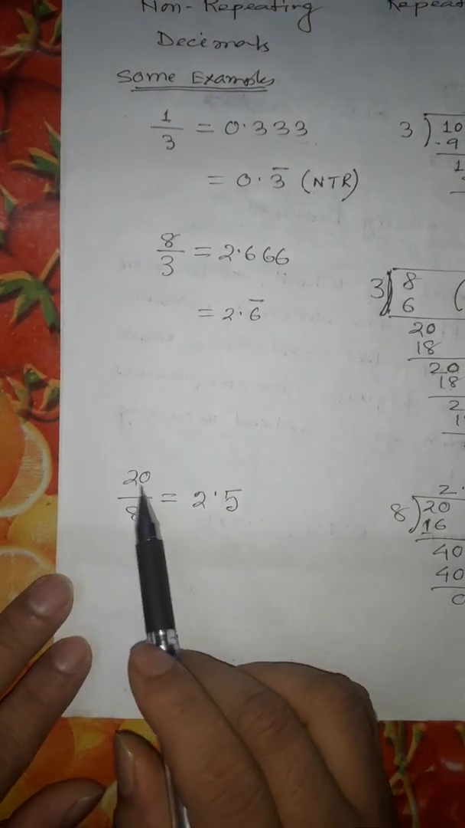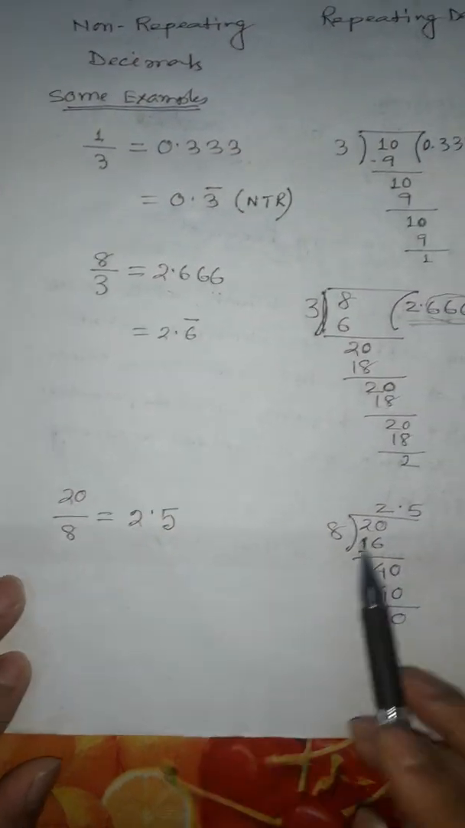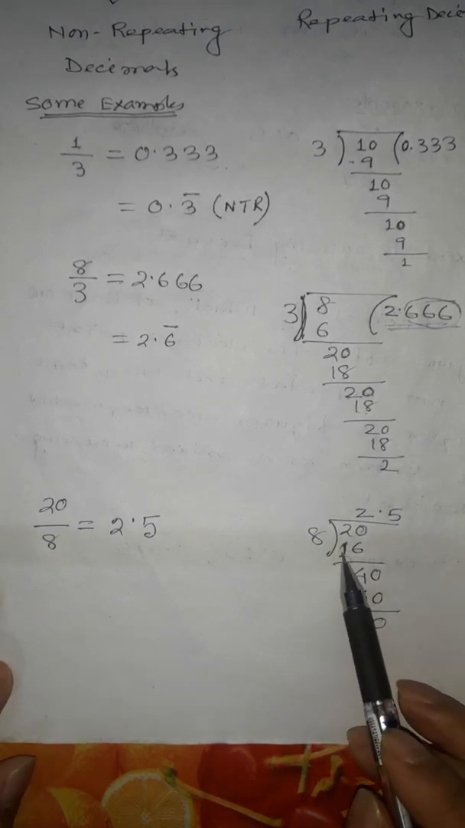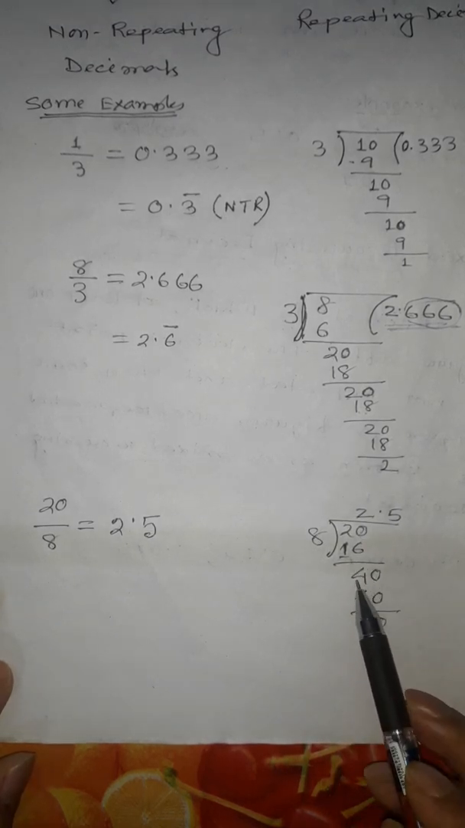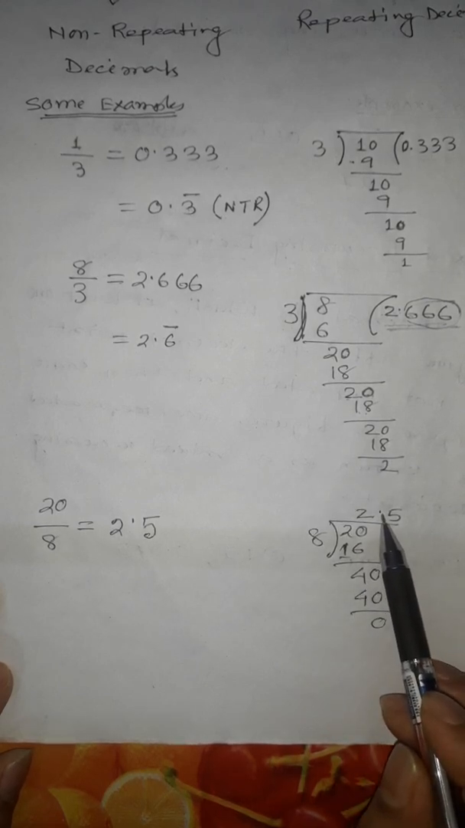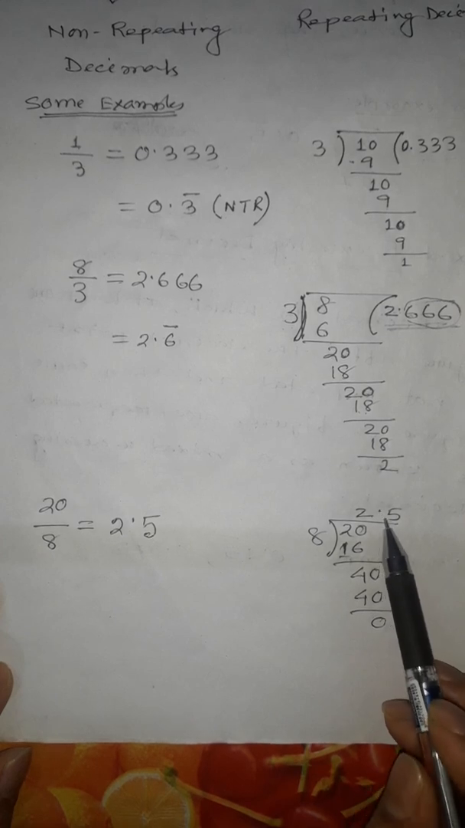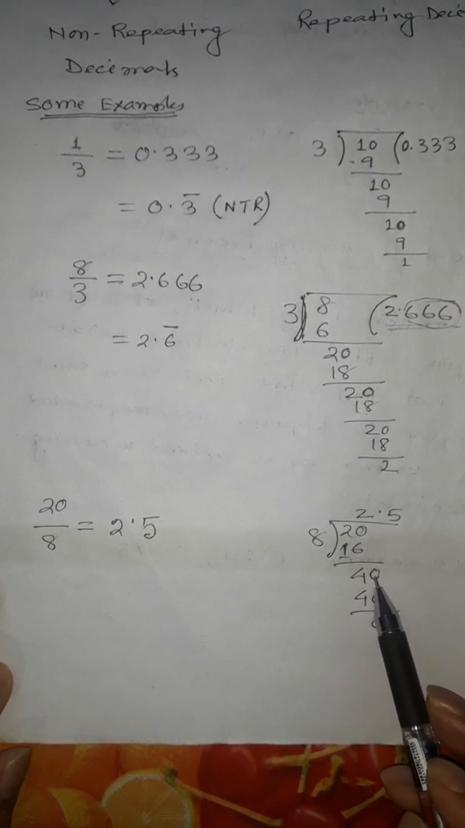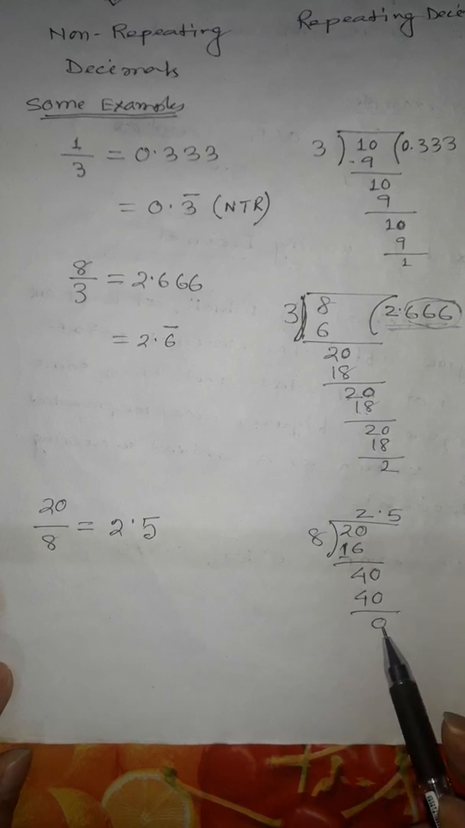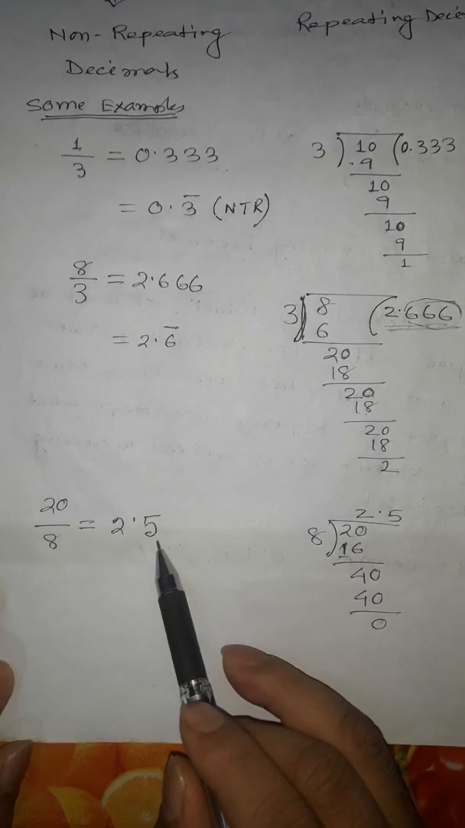Next, 20 by 8. Divide 20 by 8. 8 twos are 16. Subtract, remainder will be 4. 4 is not divisible by 8. So you place a decimal point over here and then you write a 0 over here. 5 eights are 40, remainder is 0. So we have got 2.5.